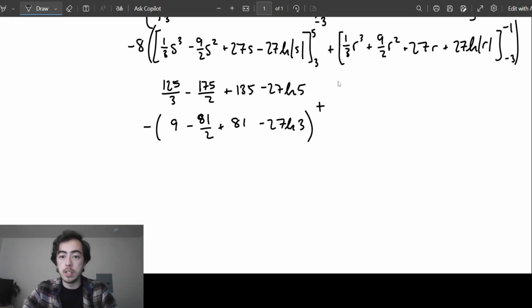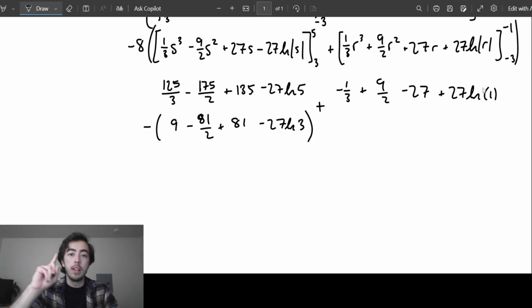Adding, plug in the negative 1. That is a negative 1/3. This is a positive 9 halves. This is a negative 27. This is a positive 27 natural log of 1. This natural log of 1 equals 0. So I could just erase that term, but I am going to just cross it off so I know that I have it and I don't need to worry about it, because it is 0 times 27, which is 0. Plugging in the negative 3 here, minus all of this.